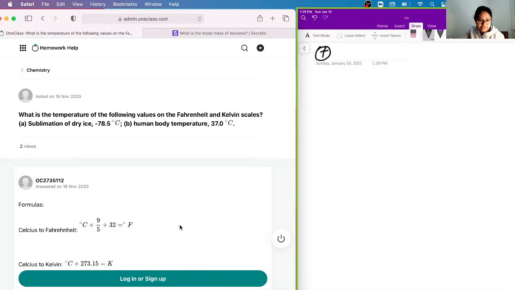Okay, so our next question says, what is the temperature of the following values on Fahrenheit and Kelvin scales? So A, sublimation of dry ice, which is negative 78.5 degrees Celsius. Okay, so let's do A first.